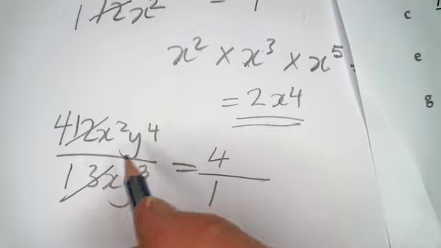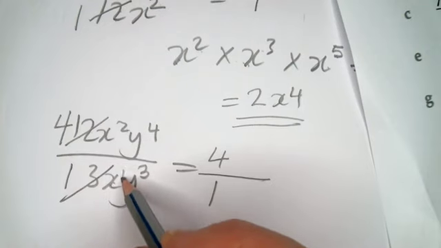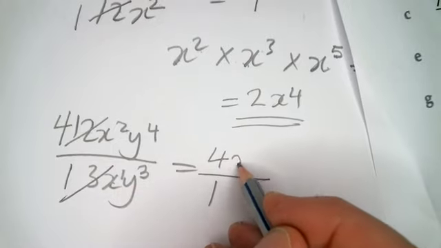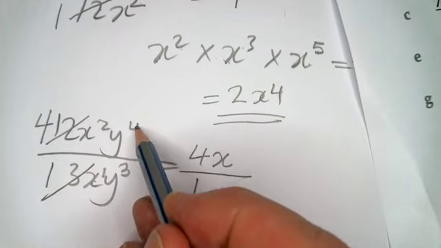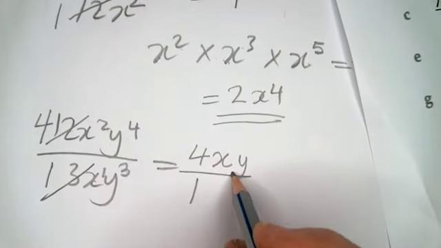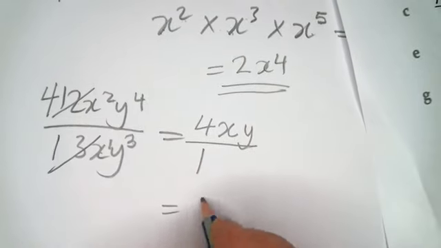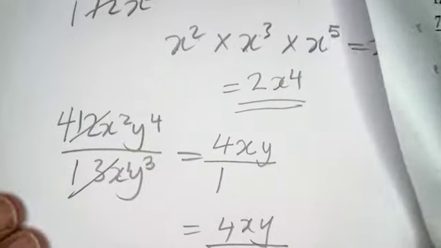But I do have an x squared and an x to the 1. It doesn't say 1, but if x is on its own, it means x to the 1. Well, 2 minus 1 is just 1. So it's just going to be x to the power of 1, or I can just say x. Now I've got a y to the 4. Well, 4 minus 3 is 1, which will be y to the 1, or just y. So that equals 4xy, because anything divided by 1 is itself. And there's the answer.